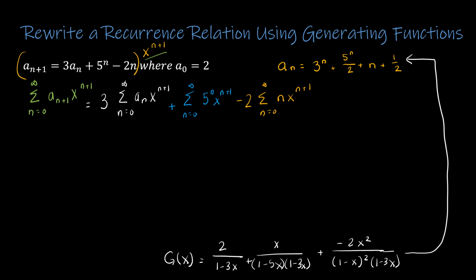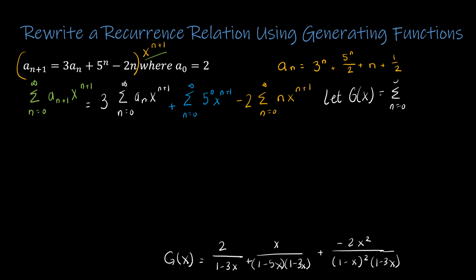Now, keep in mind that what we're going to do is say, let g of x equal the summation as n goes from 0 to infinity of a sub n x to the n. And then we're going to do our best to replace values with g of x. So let's look at the first one.